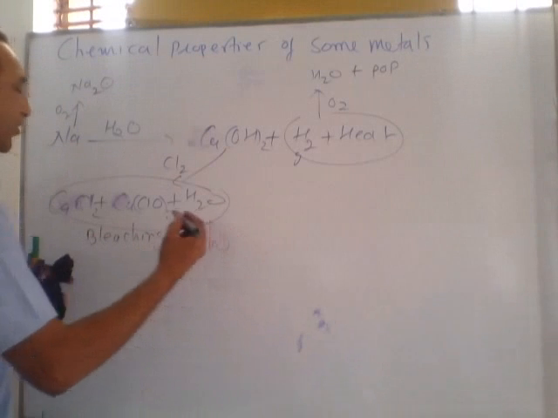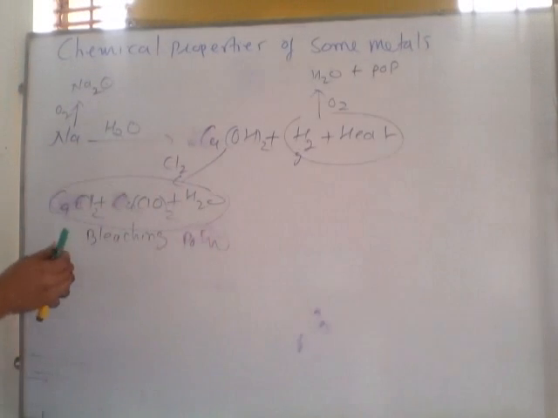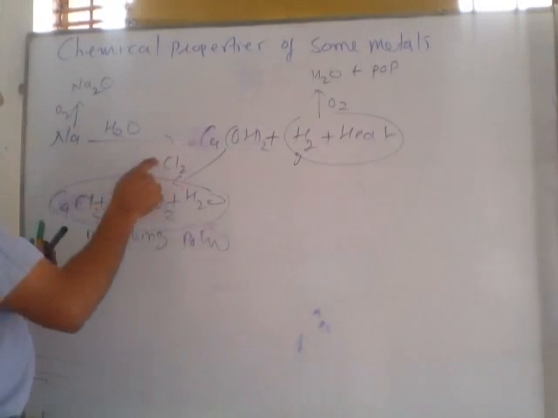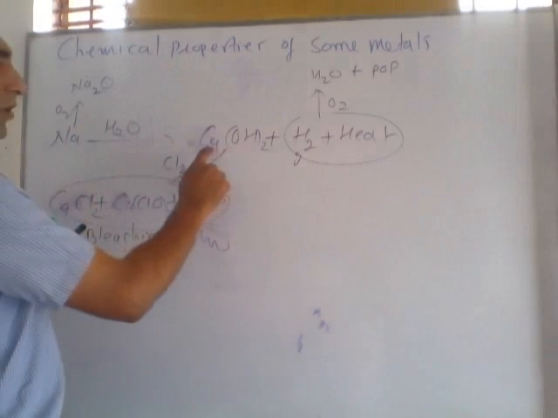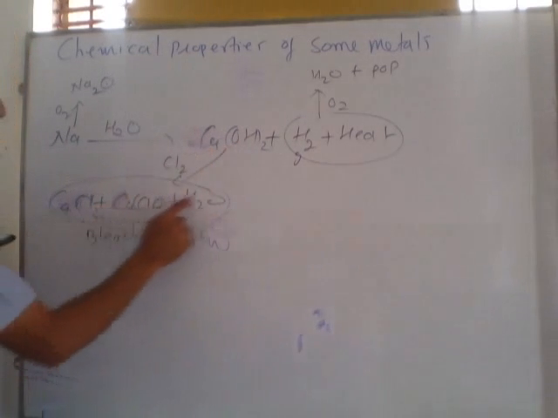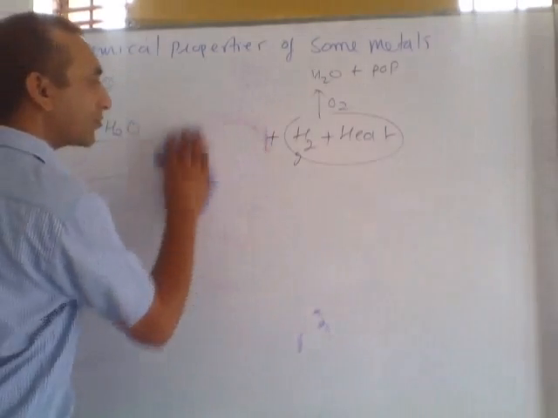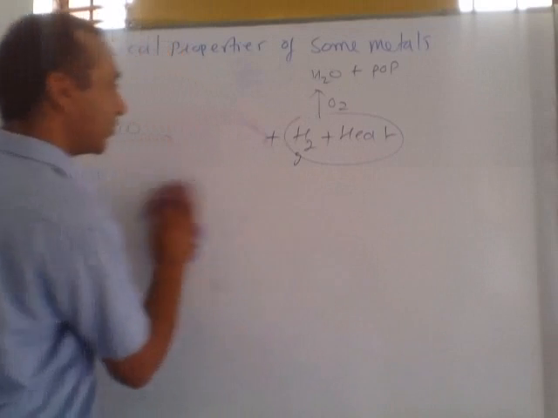In exams, they ask what is bleaching powder. Bleaching powder is the mixture of these compounds formed when chlorine gas is passed into calcium hydroxide, called lime water. Then these 3 compounds are formed. This mixture is called bleaching powder. It is just a photocopy reaction, similar to sodium.